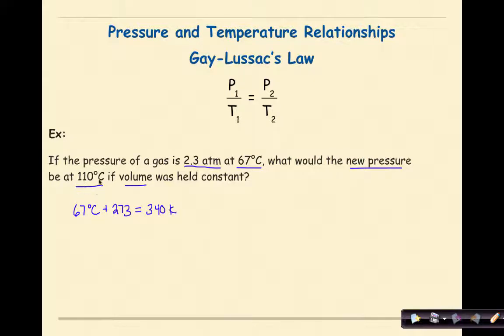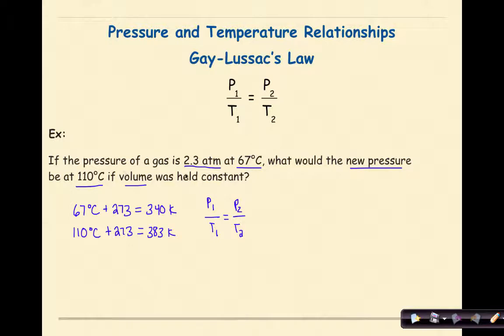I want to do the same thing to 110 degrees Celsius. So 110 degrees Celsius plus 273 gives me 383 Kelvin. Then I'll write my formula. P1 over T1 is equal to P2 over T2. Let's take the information given to us in the problem and plug it into our formula.